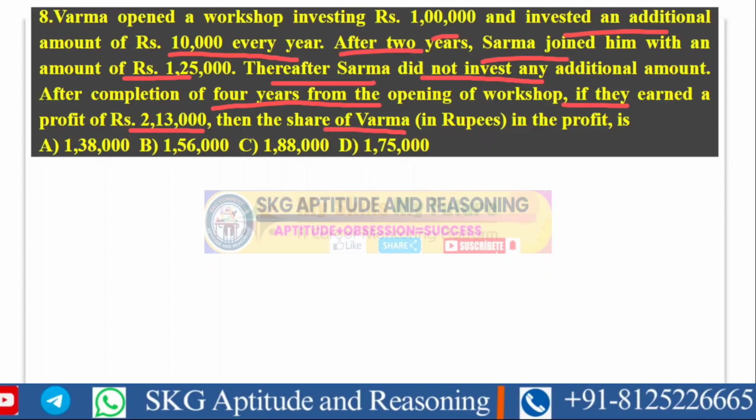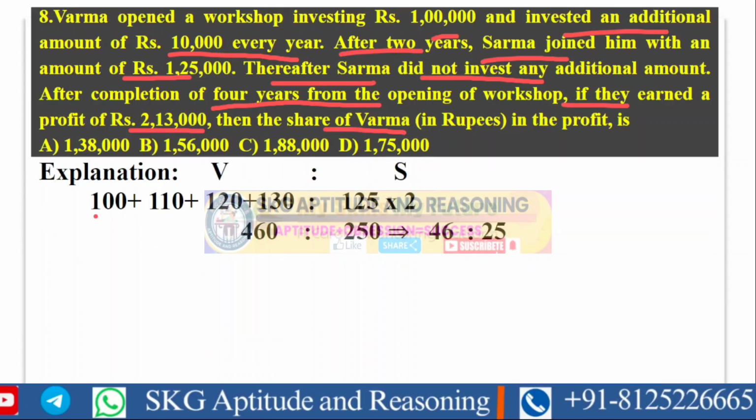But Sharma invested only 1 lakh 25,000 for 2 years, which means Sharma was in the business only for 2 years. If we arrange the question here, Verma first year 1 lakh rupees, second year 1 lakh 10,000, third year 1 lakh 20,000, and fourth year 1 lakh 30,000. So this was the total investment in the 4 years of Verma. And Sharma's is 125 into 2, which means Sharma was in the business only for 2 years. If we simplify this, it will become 46 is to 25.